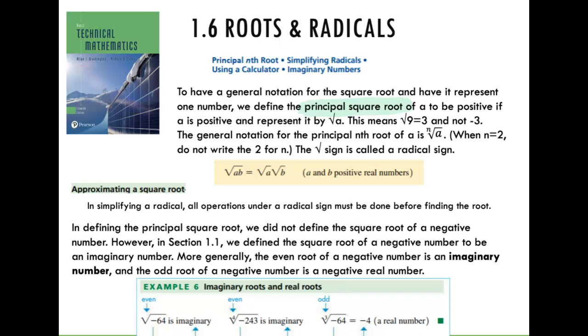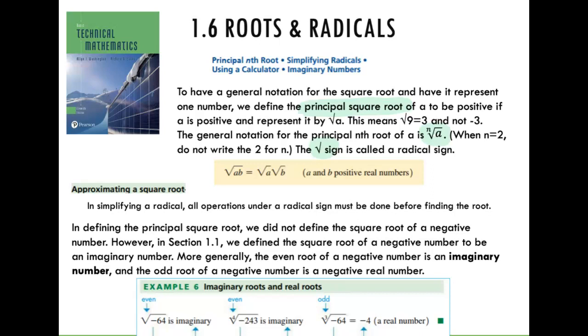So the general notation for the principal nth root, okay, this is a little bit different here because now we are including the index. If it's 2, we don't write it down, but if it's anything else, we do write it down. And this symbol is called the radical sign. So if we're looking at the square root of 2 numbers, 2 radicals, square root of a times square root of b, that's the same thing as saying the square root of a times b.